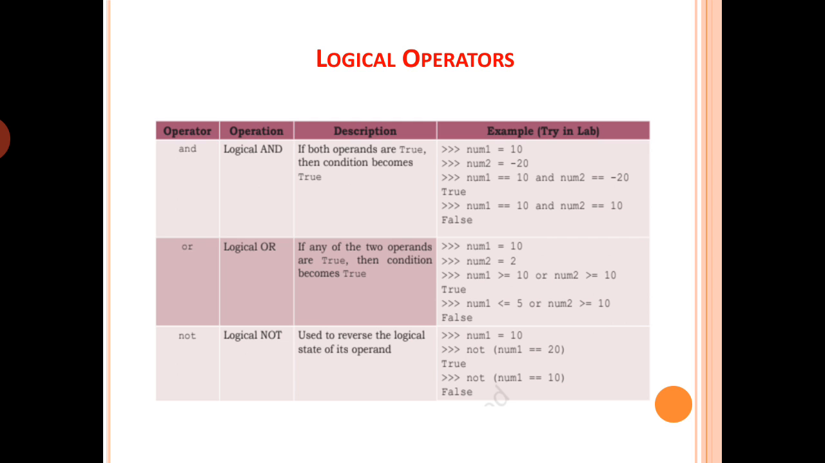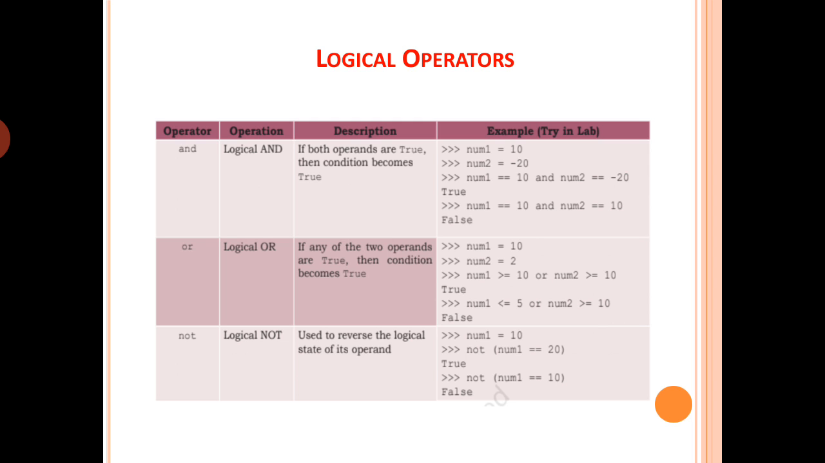Logical operator. There are 3 logical operators supported by Python. These operators are and, or, not. They are to be written in lowercase only. The logical operator evaluates to either true or false based on logical operands on its either side. And logical operator: if both operands are true, then condition becomes true.